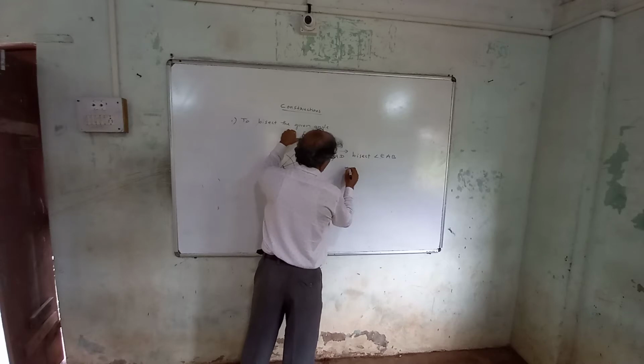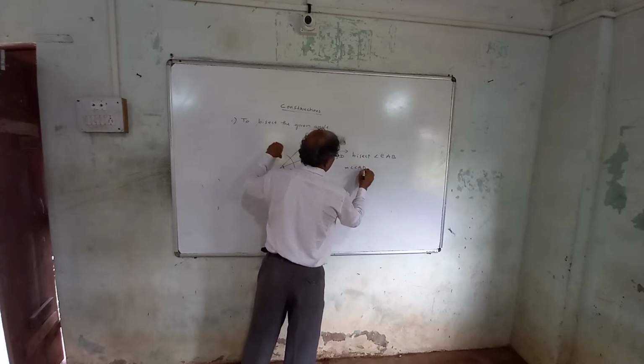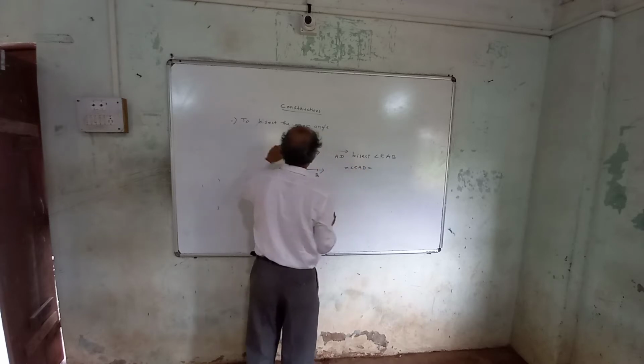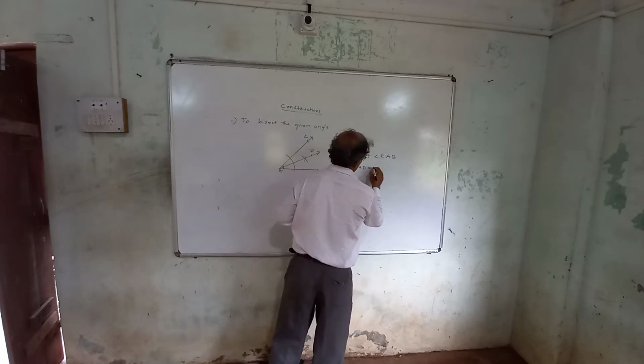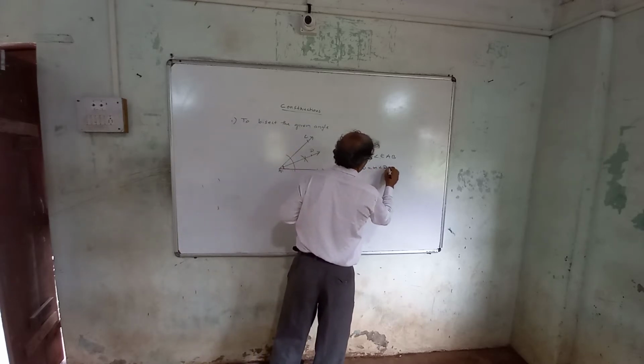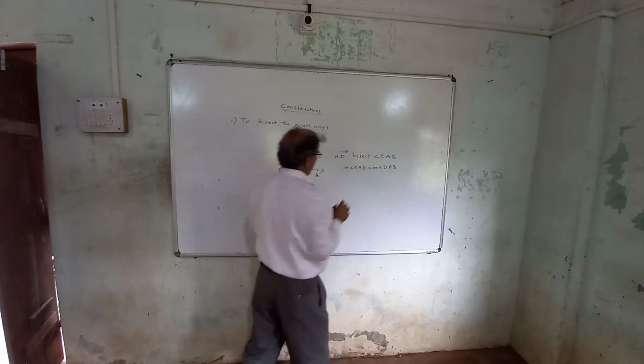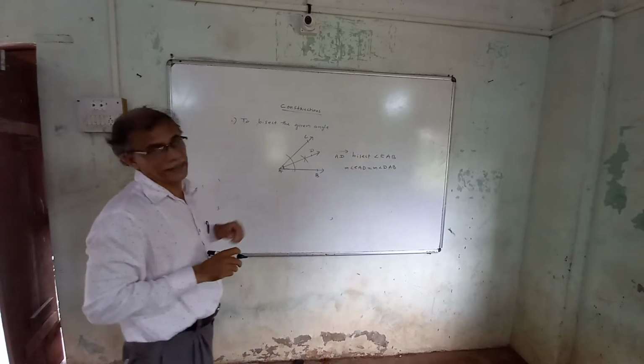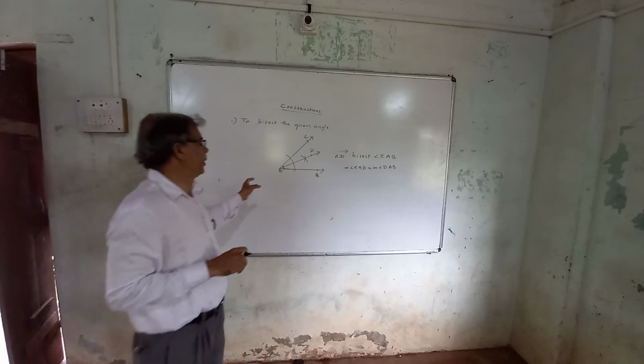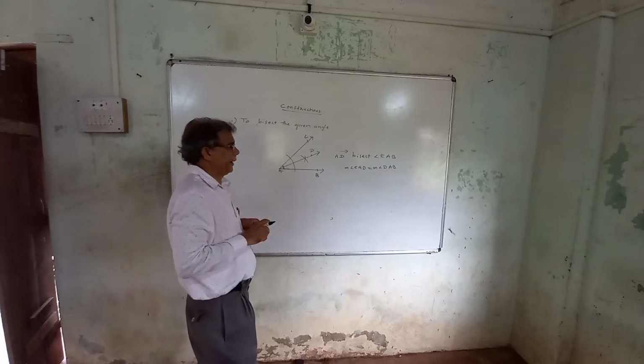Therefore, we can write measure of angle CAD should be equal to measure of angle DAB. So if AD bisects, this is how we have to draw the angle bisector.